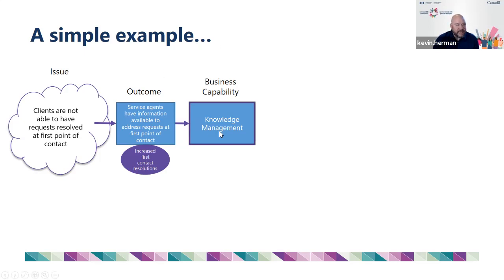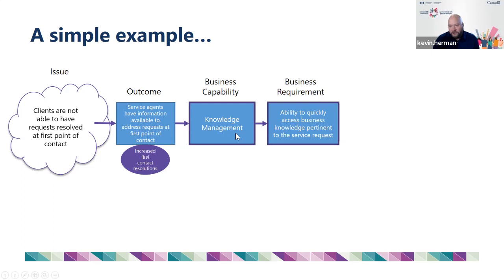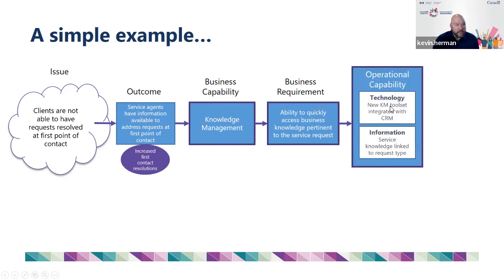So now that we've identified that capability, we talk about a requirement for that capability. So how do we want to configure it so that it can achieve this outcome? And so we'll talk about the ability that we actually want. So it's ability to quickly access business knowledge pertinent to the service request. So this creates an instance of this capability that we need to have in our operating model. And the specific things that we need to address in order to achieve that might be in the technology realm. We would have to introduce a new knowledge management tool set and integrate that with, again, a CRM.